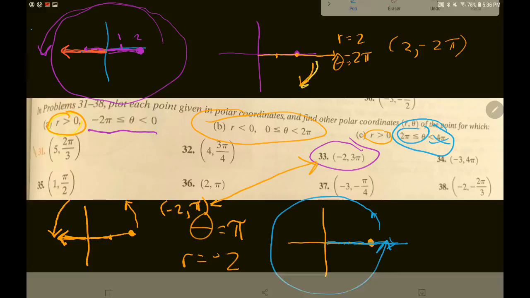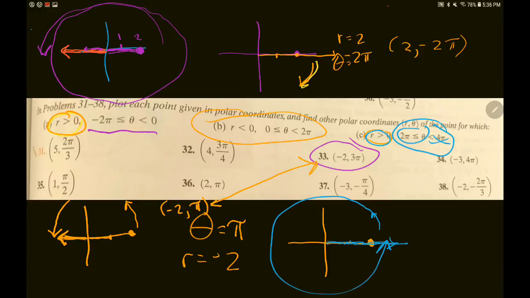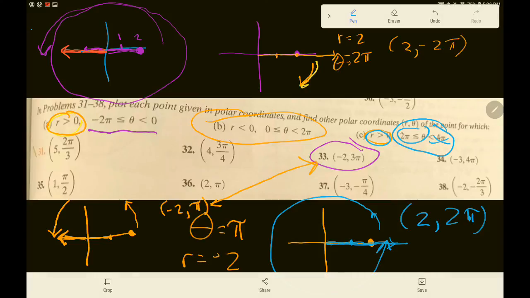And we want r to be positive. So we are going in the direction of that angle 2. So the way of describing that point is 2, comma, 2 pi. So that is the 4 different ways. Well, first of all, we plotted that point, and then we found 3 other ways to describe or to give the coordinates in polar coordinates of that point.